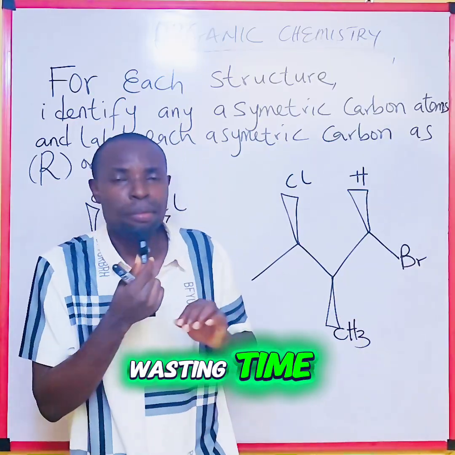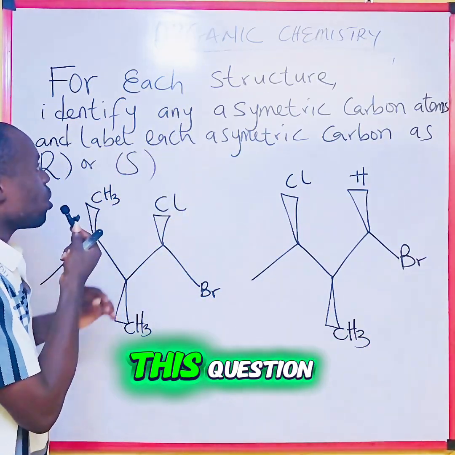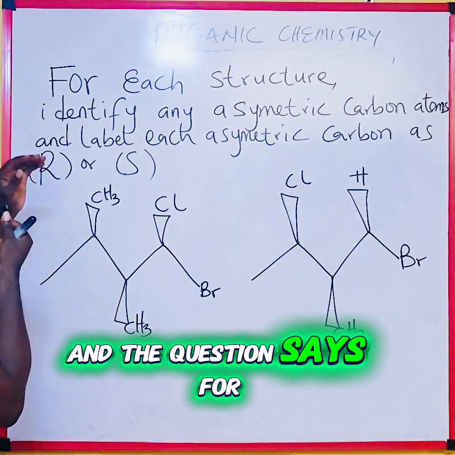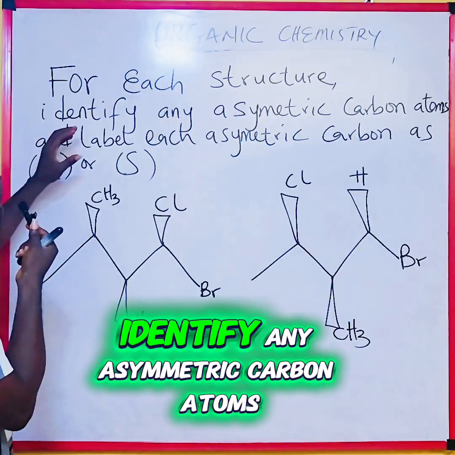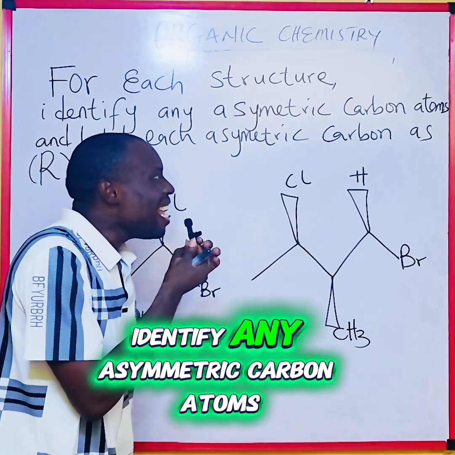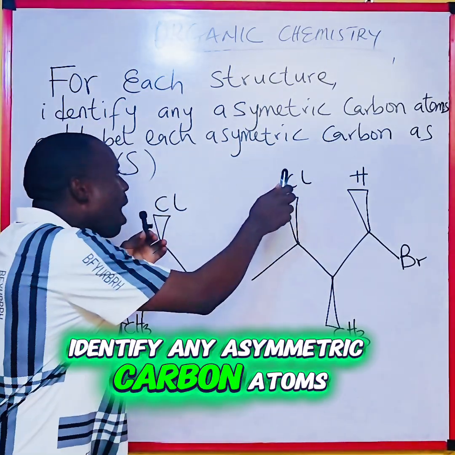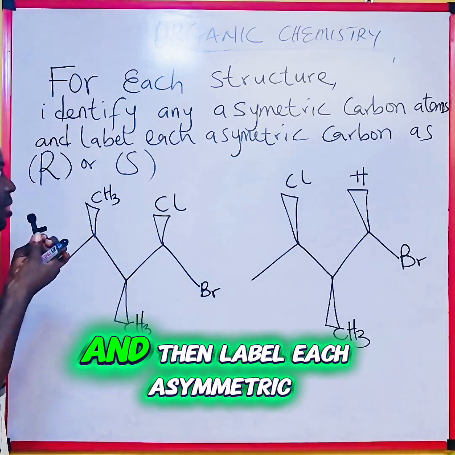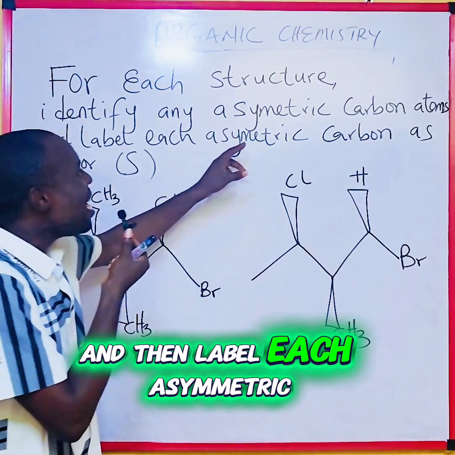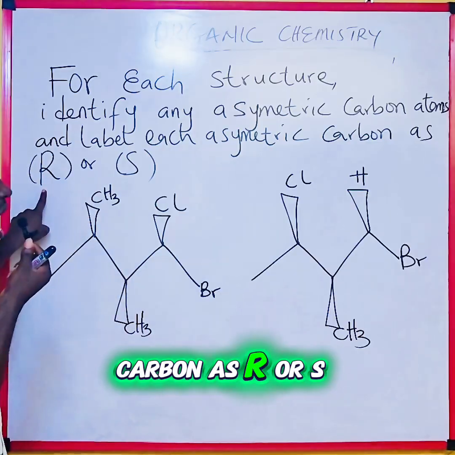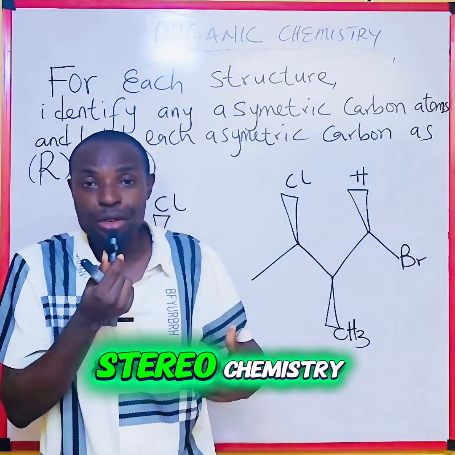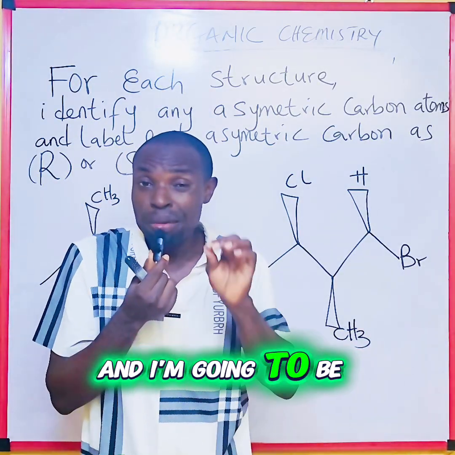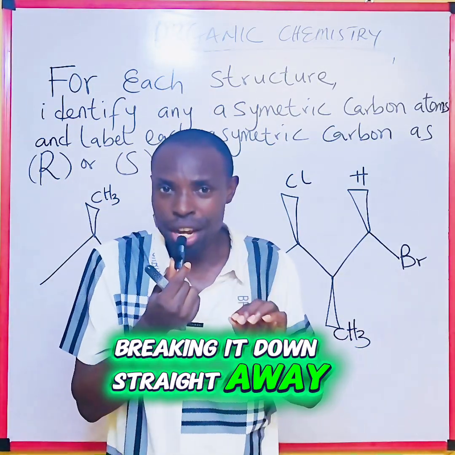Now, without wasting time, let us go straight to this question. The question says, for each structure, as you can see, these are the structures, identify any asymmetric carbon atoms and then label each asymmetric carbon as R or S. This is also part of stereochemistry. I'm going to be breaking it down straight away.